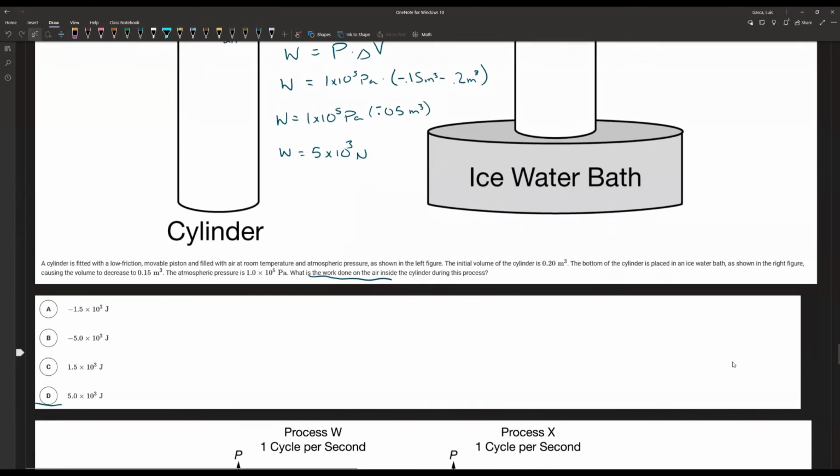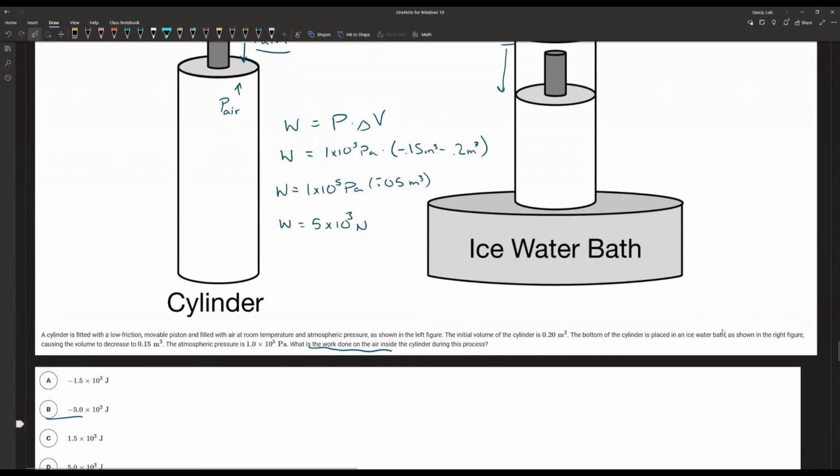Now, is it going to be positive or negative? So let's go ahead and see here what the question is asking. The work done on the air. So we need to go ahead and see here. Okay, well, were we compressed or did we expand? Well, we were compressed. So because things are compressed, we're going to go ahead and take the positive here, the negative.